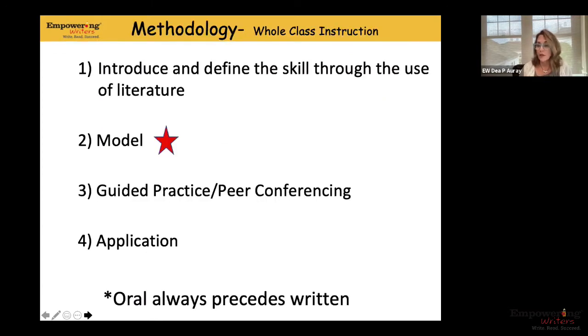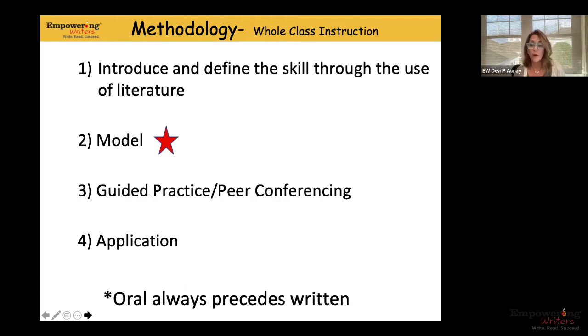The Empowering Writers methodology is always this, whole class instruction. When we're teaching writing, we take writing and we break it down by discrete skills. So for those of you who are not familiar with Empowering Writers, we have skills that we teach directly to students that support narrative writing. The way in which we do it is introduce and define the skill through the use of literature. We find great examples in writing. The more examples that I find in the reading that I'm doing in the classroom, the better. So if I'm reading a read aloud, or I have a middle grade novel that I'm reading to my students, if I can find that skill and use it, that's what I do.